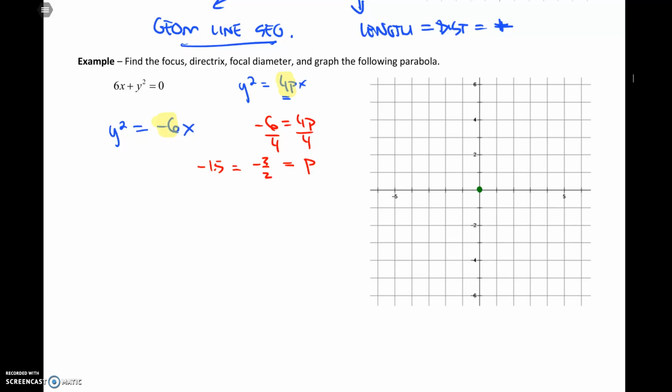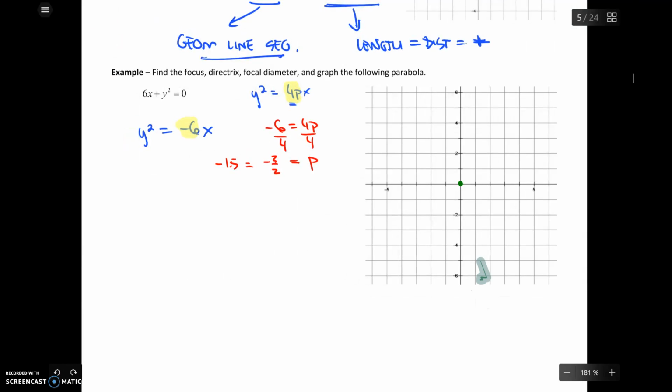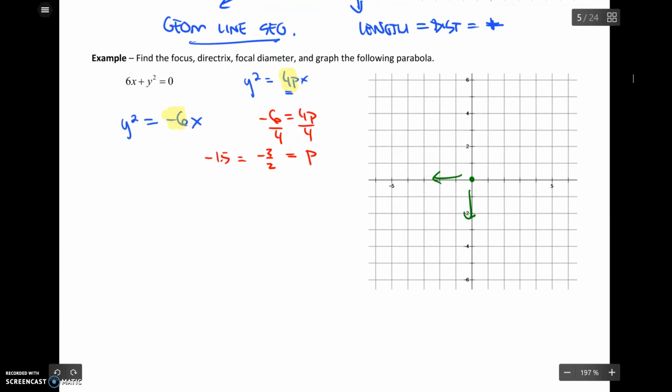So p is the signed distance to the vertex. So negative would be to the left or down. Those are the negative directions. So which way does this parabola open? Well, this is an x equals y squared. That's not y equals x squared. Y equals x squared is our regular up-down. So this is going to be one of the side-to-side ones. Negative 1.5. So there's the focus. So the focus has the coordinates negative 3/2, comma 0.